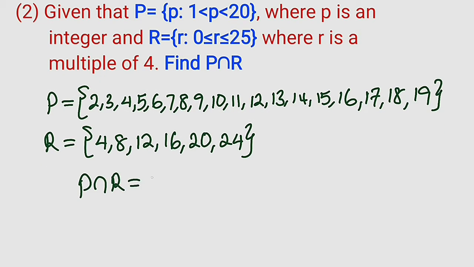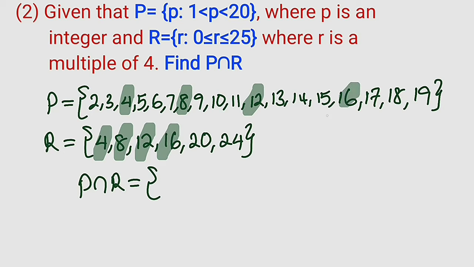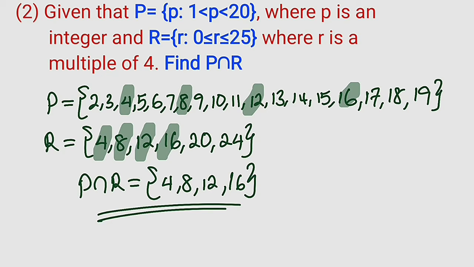So we want to find P intersection R. What does this mean? It means the set of elements that they have in common. They have 4 in common, 8 in common, 12 in common, 16 in common. I think that's all. So we're going to list down 4, 8, 12, and 16. And hence, this is the solution to this problem.